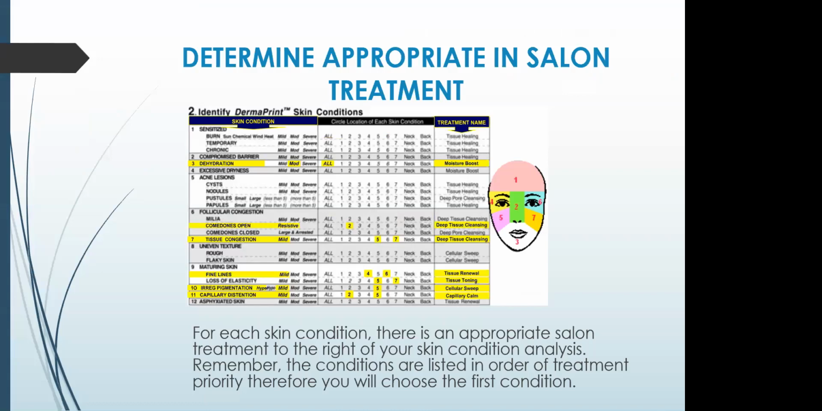Now we need to determine the in-salon treatment. So we already know how to custom blend. We know what we're going to put in their home care products when we send them home. Now, how do we determine what service to perform? For each of the skin conditions, there's an appropriate salon treatment to the right of your skin condition. So let's just say you want to start with dehydration and we want to first treat the dehydration. You would perform a moisture boost treatment.